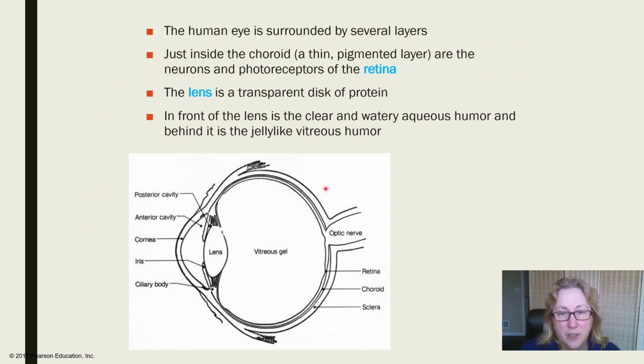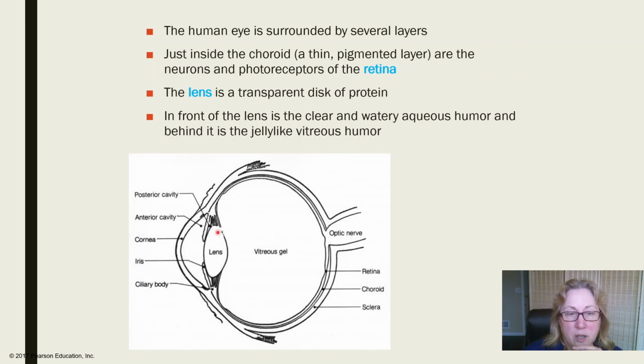So here's what the human eye looks like. Light's coming in this way. The cornea is the clear layer. That's what you're putting a contact lens on. That's your cornea. We can see the iris through the cornea. It's muscular, and that is what's opening and closing in response to light.